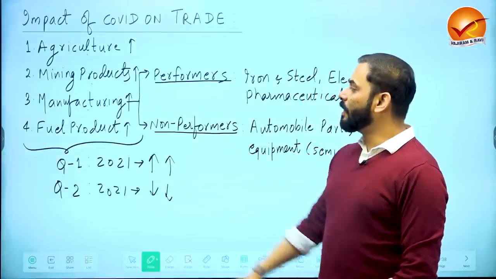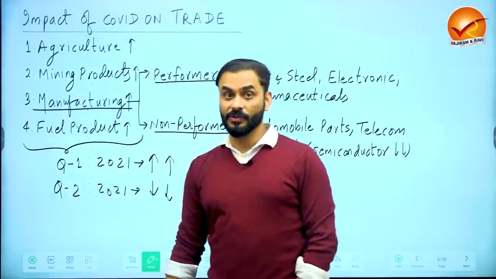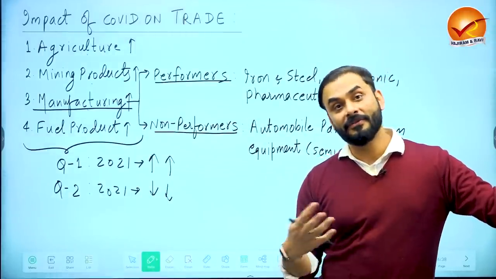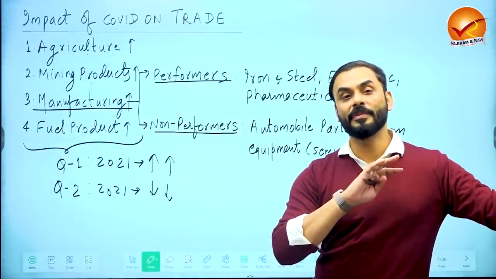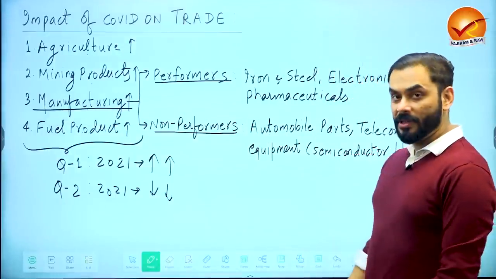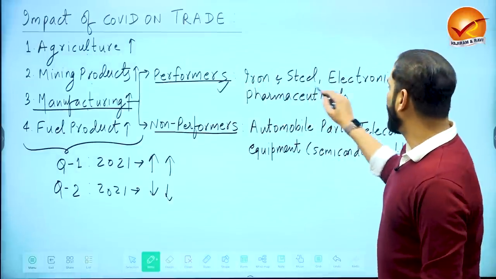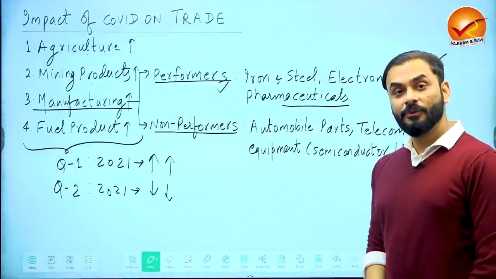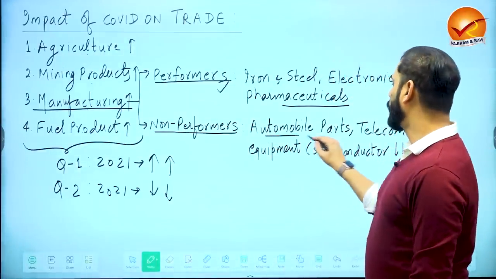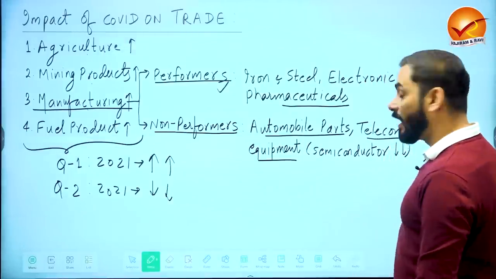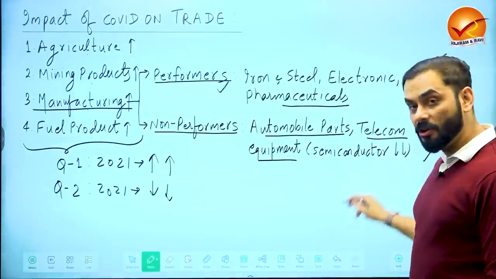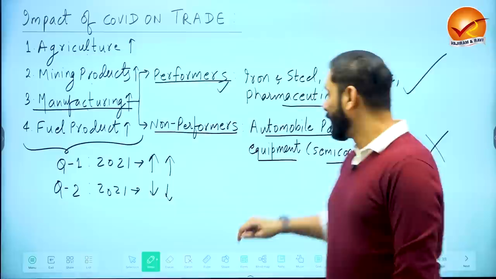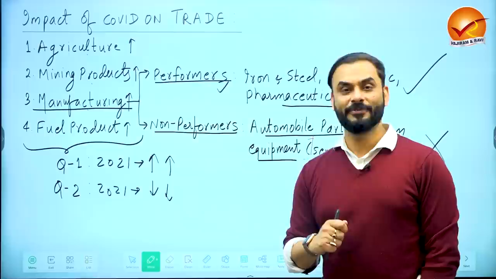Right? So in terms of manufacturing, UPSC might ask you a question: which of the following sectors performed in a positive manner after COVID and which could not perform to their potential? See, in terms of manufacturing, which are the sectors which did well? Iron and steel, electronics and pharmaceuticals did well. Which are the sectors which did not do that well after COVID? Automobile parts and telecom equipment did not do that well. Why? Because in automobile, telecom, etc., semiconductors are used. And globally, you see a shortage of semiconductors. Because of it, these manufacturing industries are not doing that well. Fine.